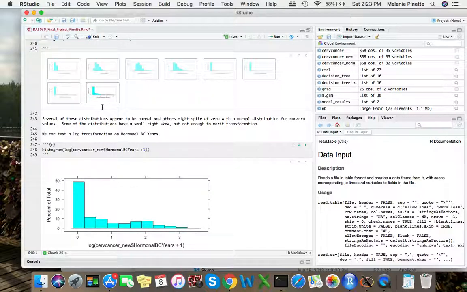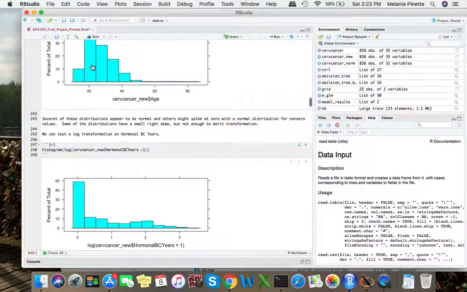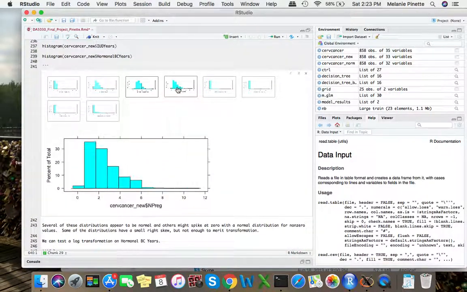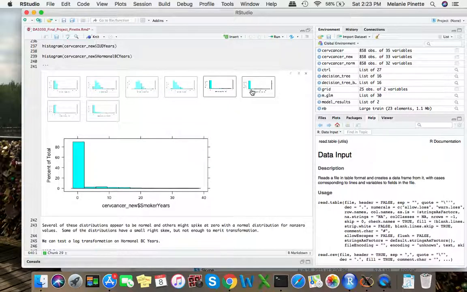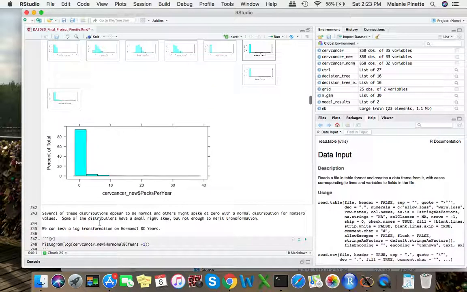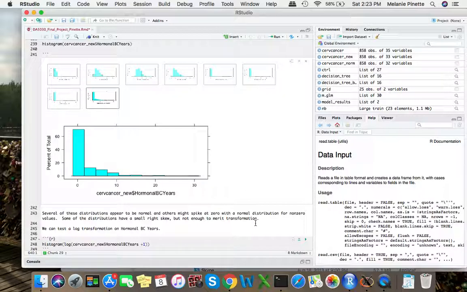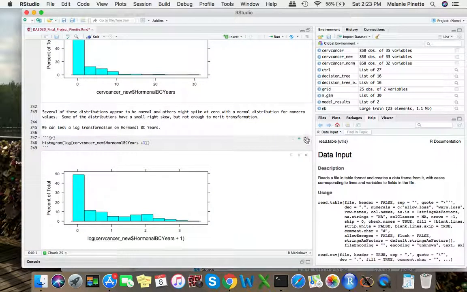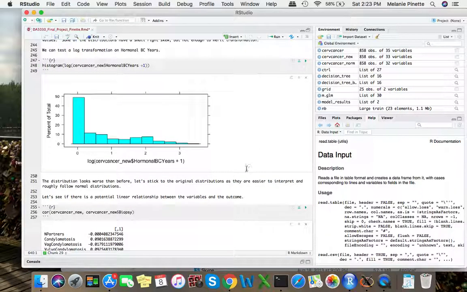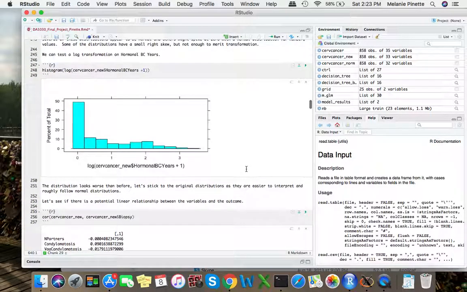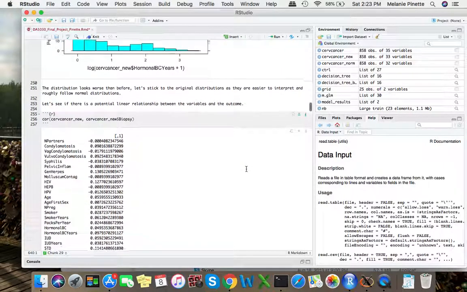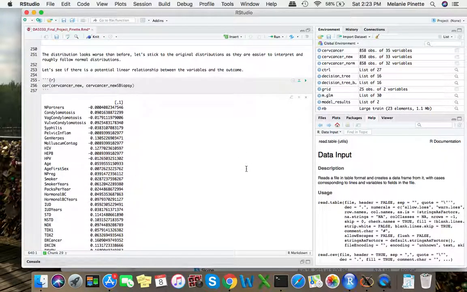Okay. So several of these distributions do appear to be normal. Some of them have a lot of zeros and then a tail. Let's see what happens if we try to apply a log transform to this one, hormonal BC years. All right, and it didn't really improve. So moving on, we'll just leave the continuous data as is. Transformation likely won't help here.